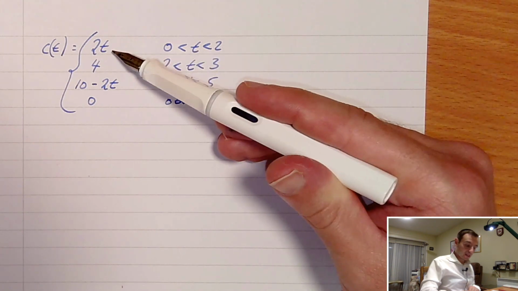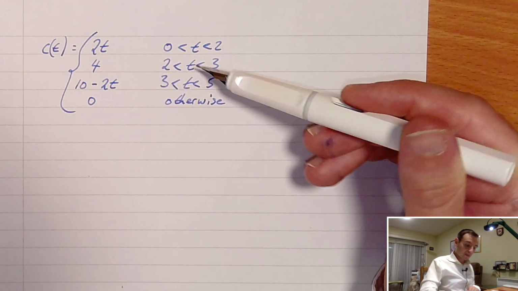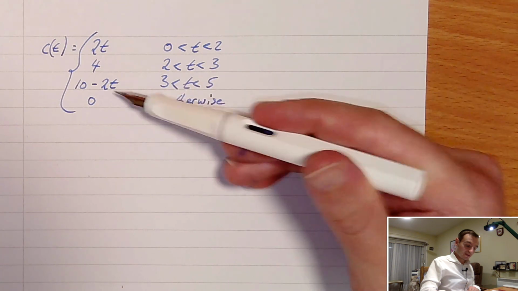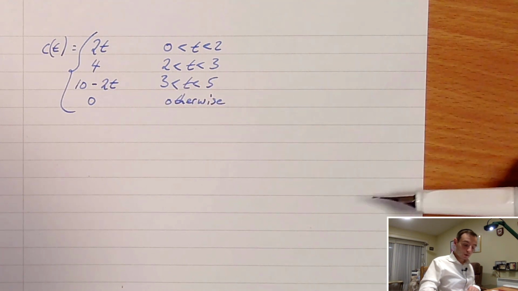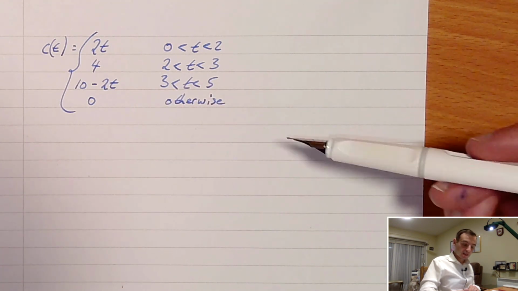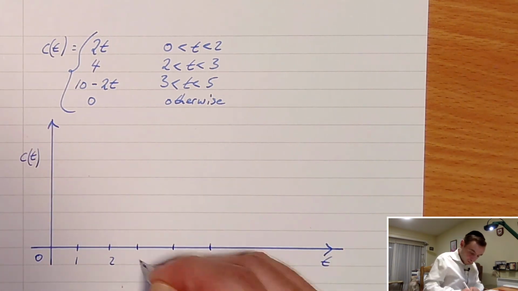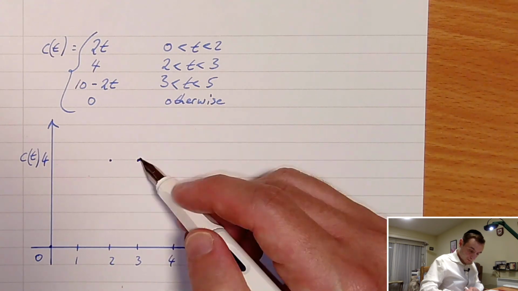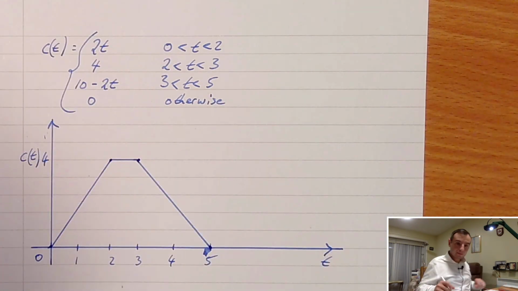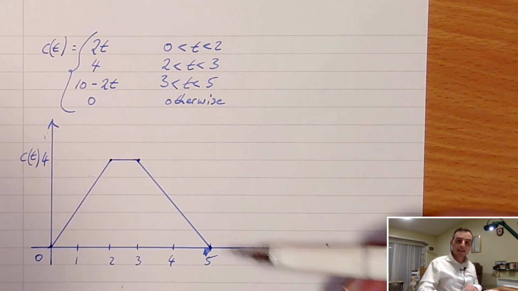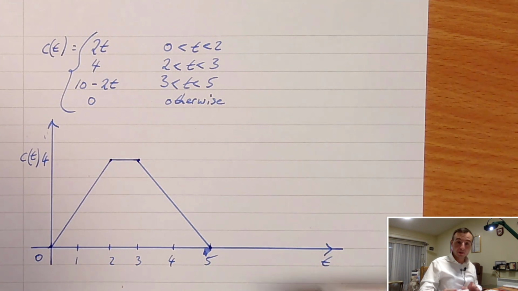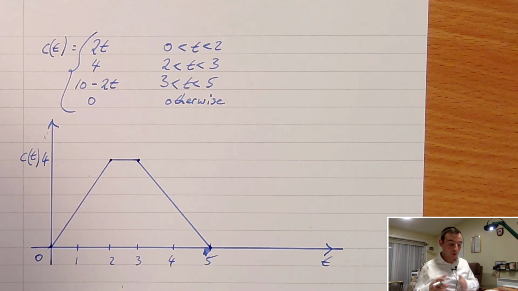So that's the summation of what we found. Between 0 and 2, we found the convolution function was 2t. Between 2 and 3, it was 4. Between 3 and 5, it was 10 minus 2t. And for all other values, it would be 0. So let's draw that out and see what that looks like. And there we have a graphical representation of the convolution function that we were able to find for those two box functions as one swept across the other one.